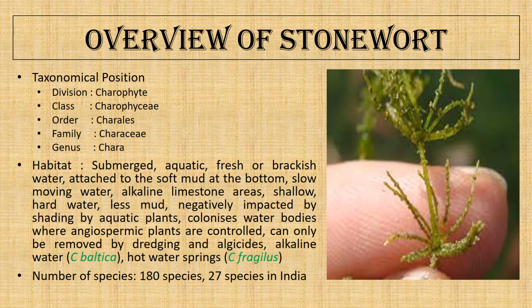Another important characteristic of the family is that their sex organs are very specialized and multicellular. In fact, the sex organs of the Characeae family resemble the land plants in the complexity of their reproductive structures. So this is all about the taxonomic position of genus Chara, the alga we are discussing today.